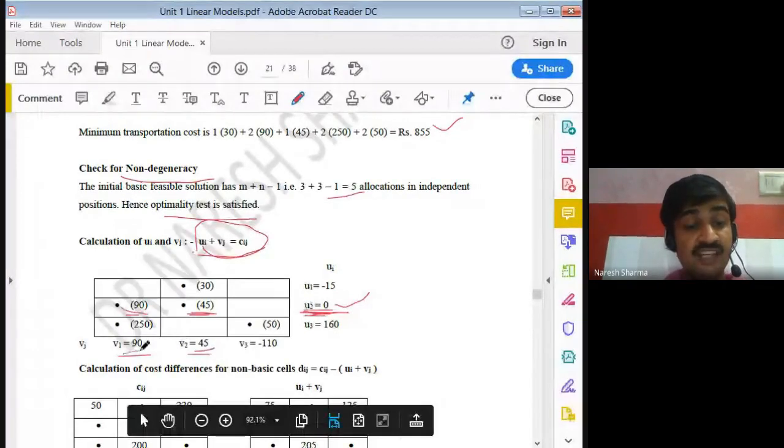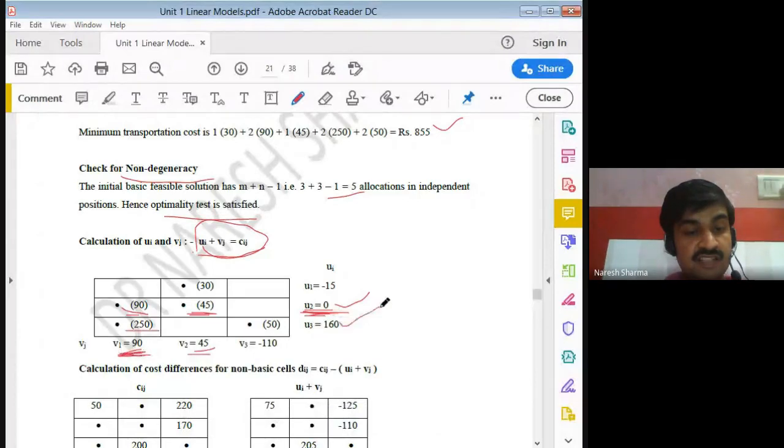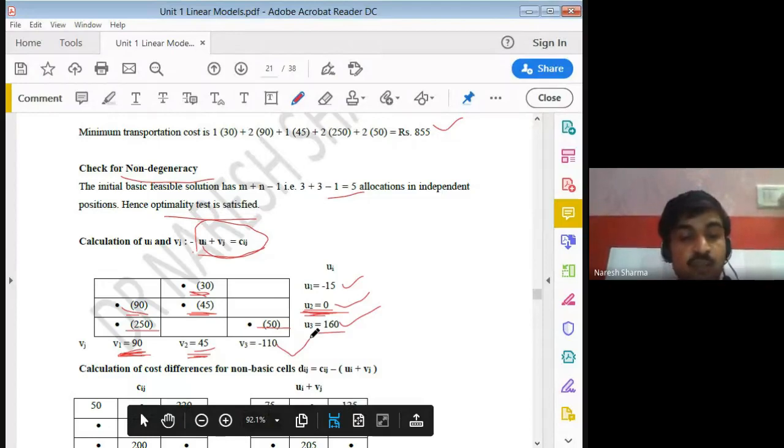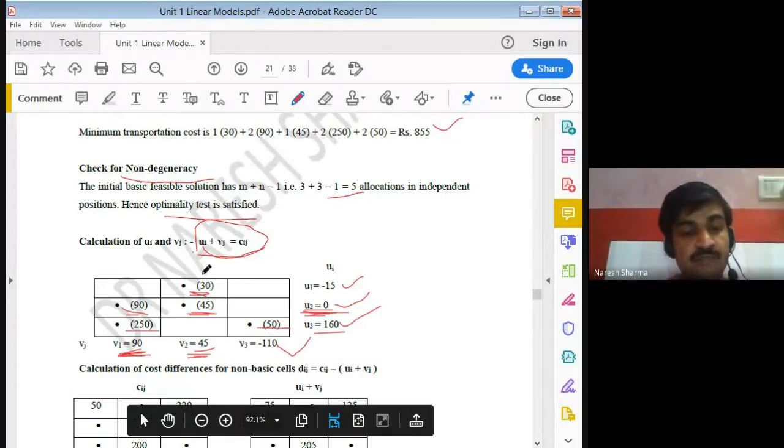Now we have these three values. So by using this 90, you take 250 minus 90, you get this 160. Similarly, 30 minus 45, you get this minus 15. Now 50 minus 160, you get this. So by using one value, you can get other and so on.